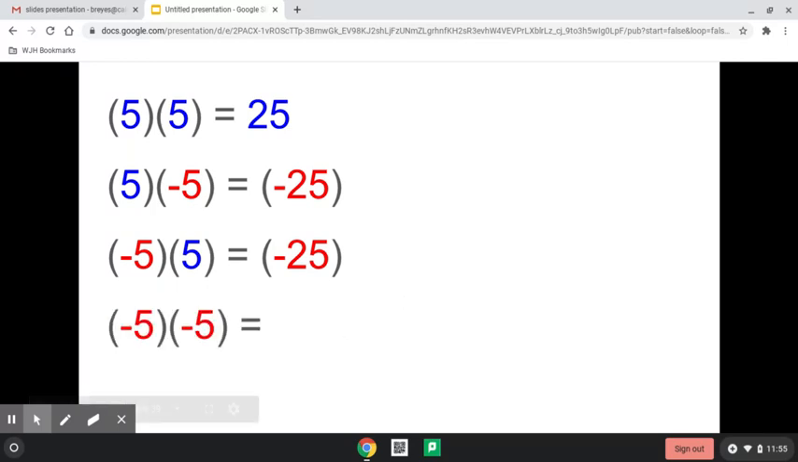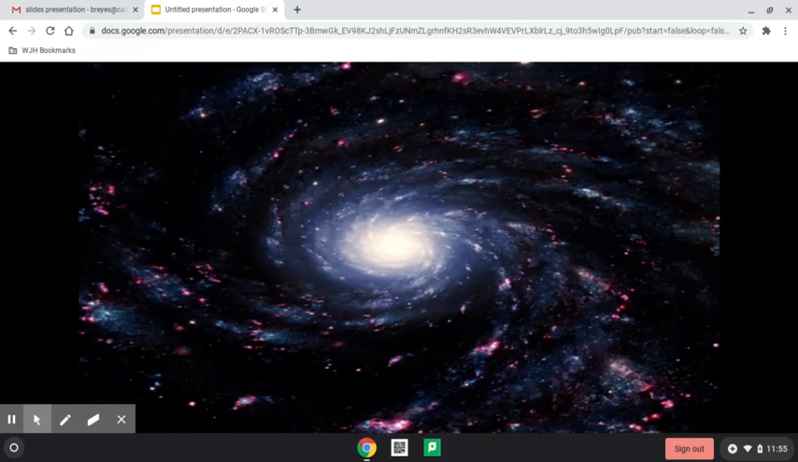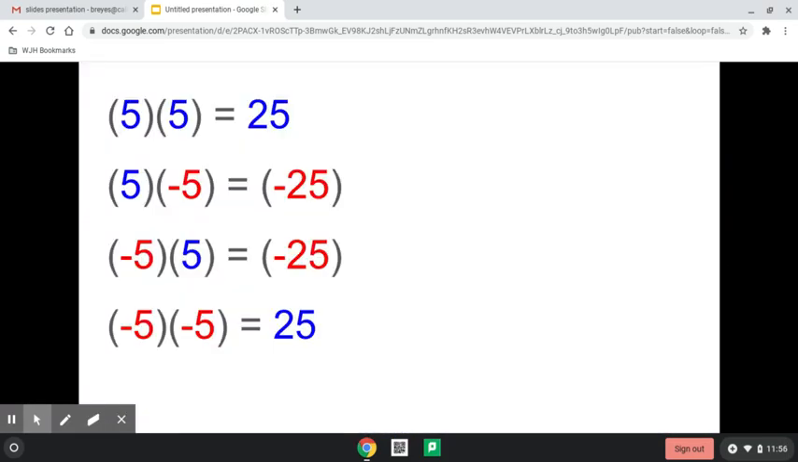Negative 5 times negative 5, positive or negative? Give me your best guess. If you said positive 25, you are correct. If you memorize how this looks, positive times positive equals positive, positive times negative equals negative, negative times positive equals negative, and negative times negative equals positive, you can understand the universe. Or at least get a good grade in my class.